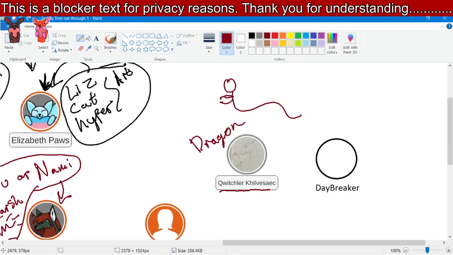Excuse me. I make that mistake a lot, actually. But yeah, that gives you the basic idea of how their body's built.